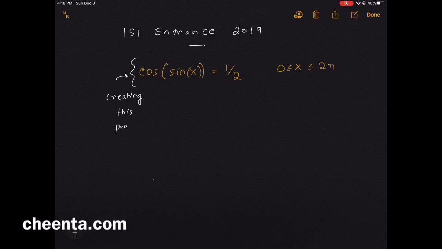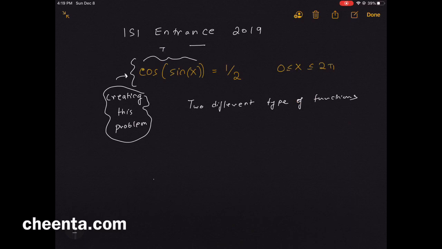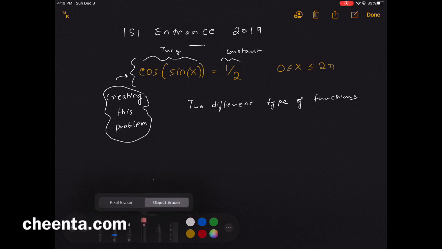So maybe you can play a game. You can actually create some problems of this kind of your own. And what is the principle behind this? Well, take two different types of functions. In this case, we have a trigonometric function and here we have a constant function. So take two different types of functions and put them into equality. In fact, you can also make inequations out of it.